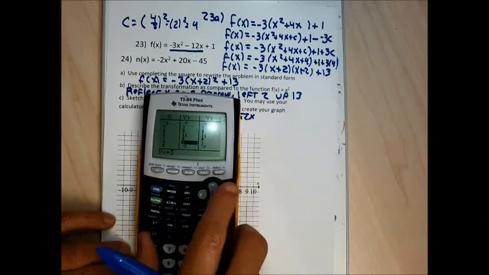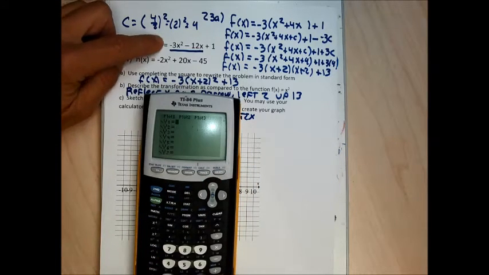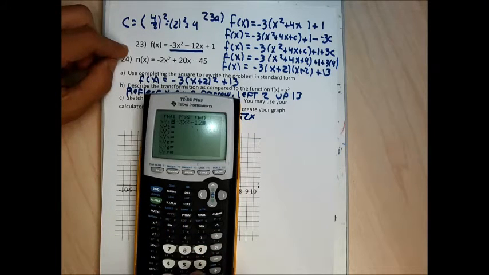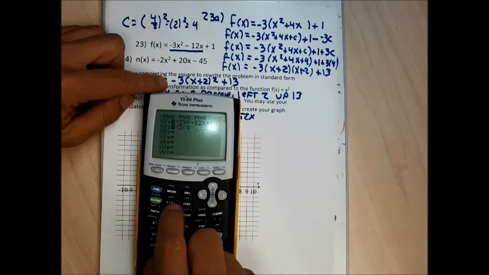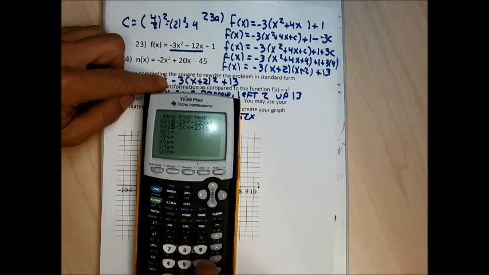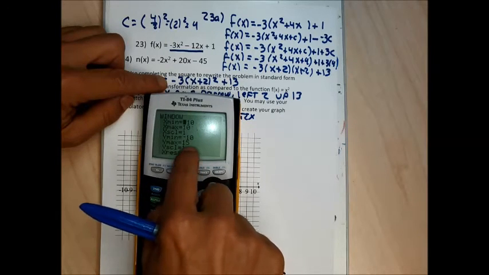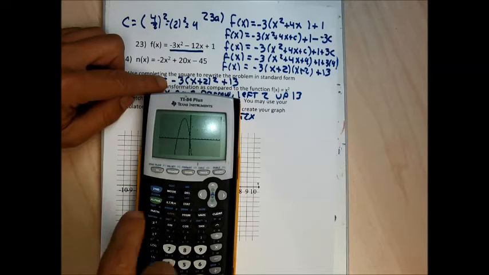I'm going to enter both functions. So y equals my original function for number 23, negative 3x squared minus 12x plus 1. And my rewrite, negative 3 times x plus 2 squared plus 13. When I go to set my window, I have the y at 15, that's good enough. My y had to go up to 13. If I see two graphs, I've made a mistake. I only see one graph, so I did well.